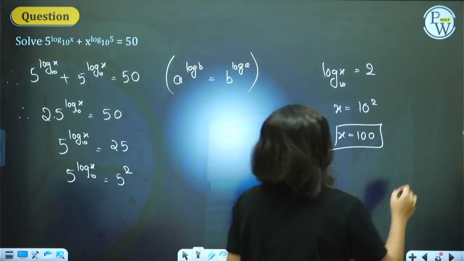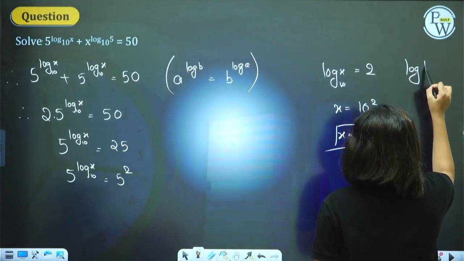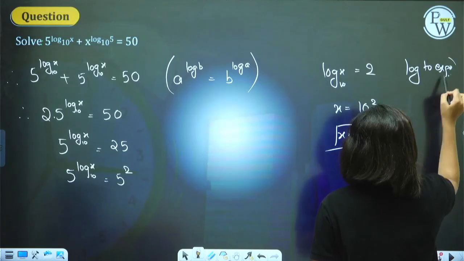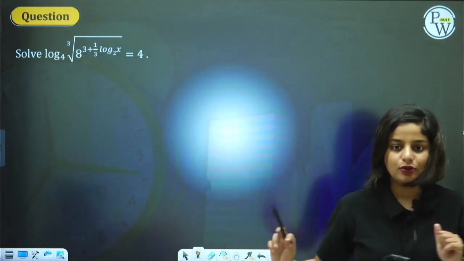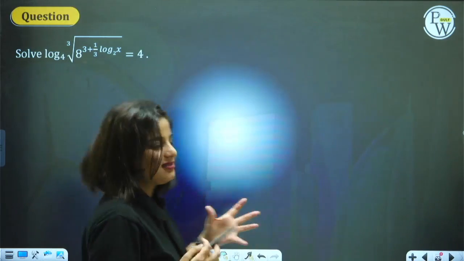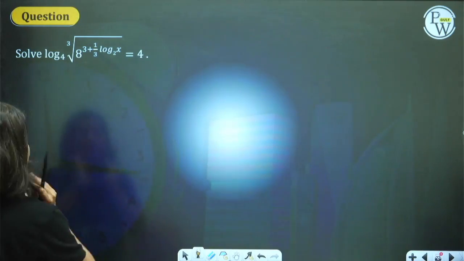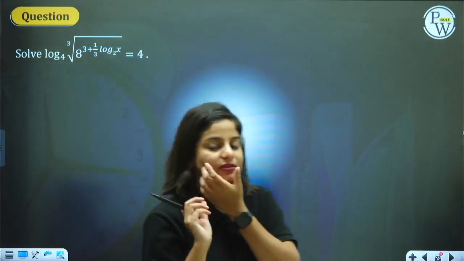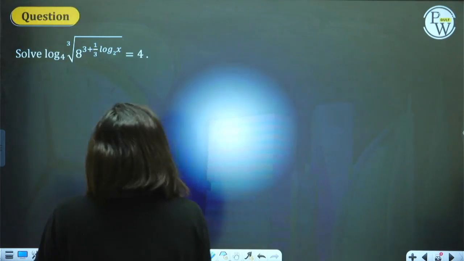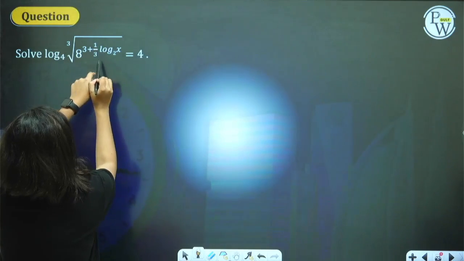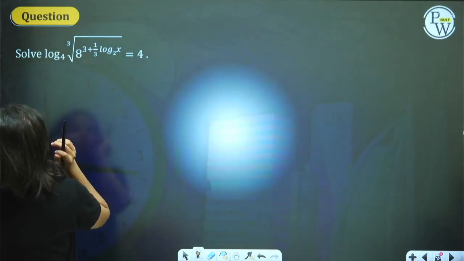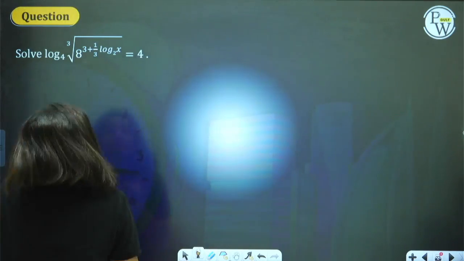Lovely. So these reasons I may not be writing. I hope it will be okay. Listen carefully while solving. And writing these reasons is unnecessarily taking a lot of time. Oh my god, a very nice important question. Log to the base 4 of cube root of 8 raised to 3 plus 1 by 3 log x to the base 2 is equal to 4. Solve and get the value of x.